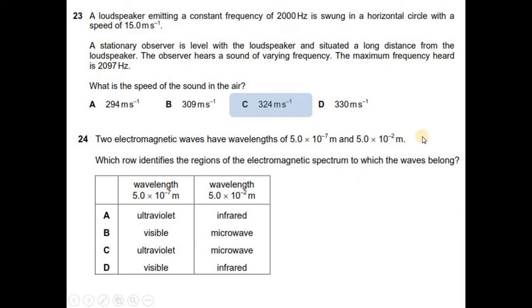Two electromagnetic waves have wavelength of 5×10⁻⁷ meter and 5×10⁻²⁰ meter. Which row identifies the region of electromagnetic spectrum to which the wave belongs? This is a typical question. If you memorize the whole spectrum from gamma to radio waves and the approximate wavelength of each region, you can do it in less than 10 seconds.